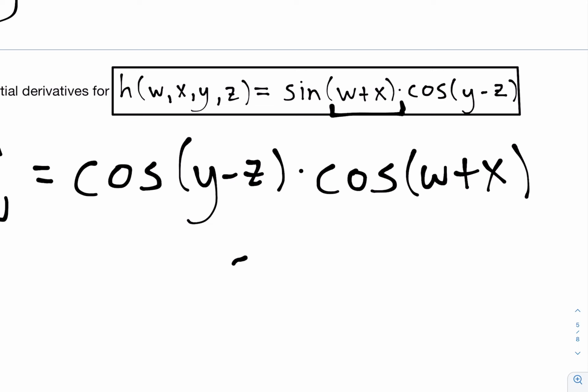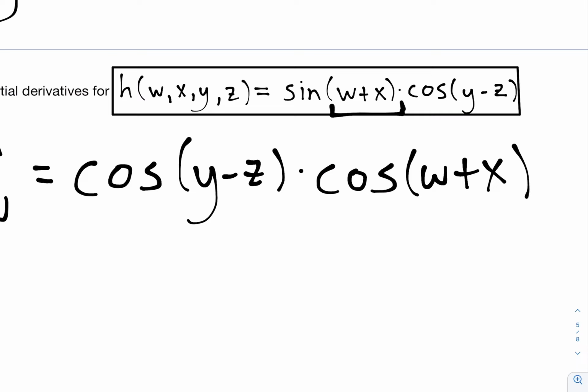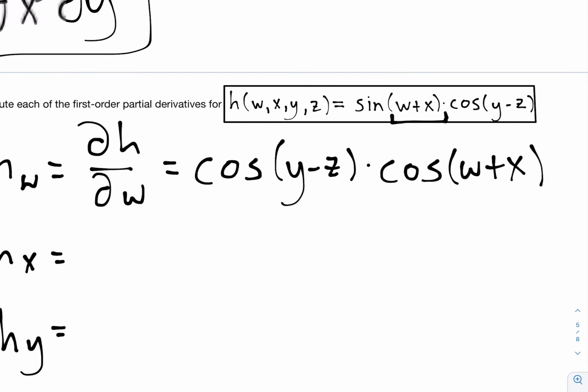So the derivative, not the partial, just the ordinary derivative with respect to w of w plus x is just, well, the derivative of w is 1 plus the derivative of x, which is 0. Okay, so it would just be 1. So essentially we're multiplying it by 1, so it wouldn't change. Okay, so this would be your answer here.